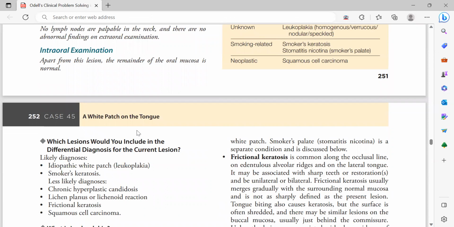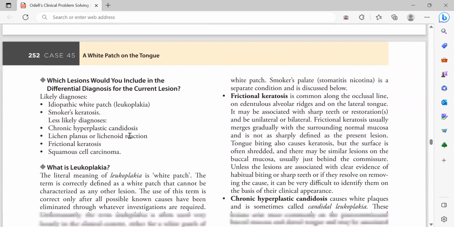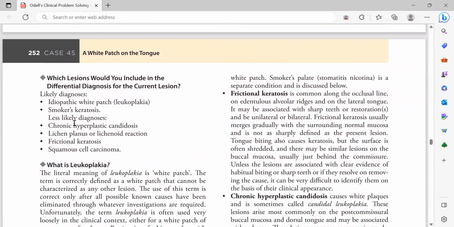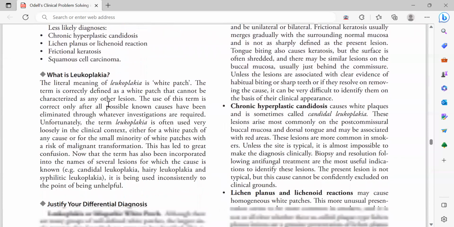So what you would consider in this particular case, which are the likely ones: idiopathic, which is the leukoplakia, then the smoker's keratosis. Less likely would be candidiasis, or the lichen planus or lichenoid reaction, or the frictional keratosis or squamous cell carcinoma. These are less likely at this stage of time. Okay, so what is leukoplakia?